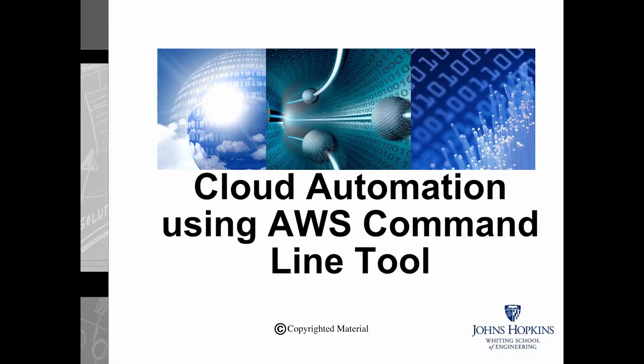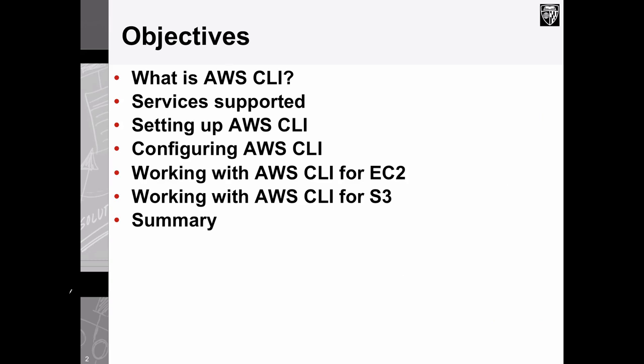Welcome to Cloud Automation using AWS Command Line tool. In this section, we want to understand what AWS is, what are some of the services that are supported by AWS. We look at how to install AWS CLI on our laptop, and we'll figure out how to configure AWS CLI. Before we can use the CLI, we need to configure it with our access credentials. And then we'll use AWS CLI to manipulate the EC2 service.